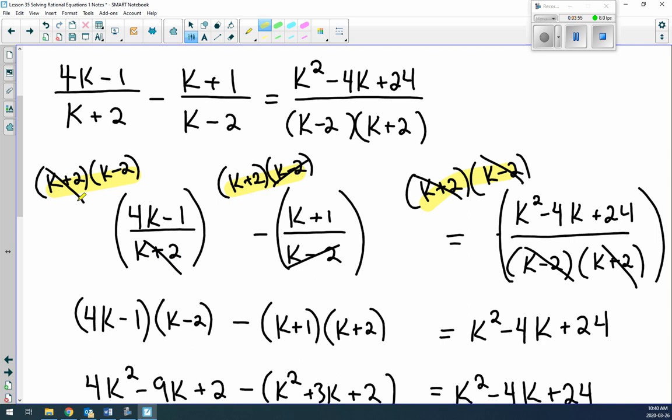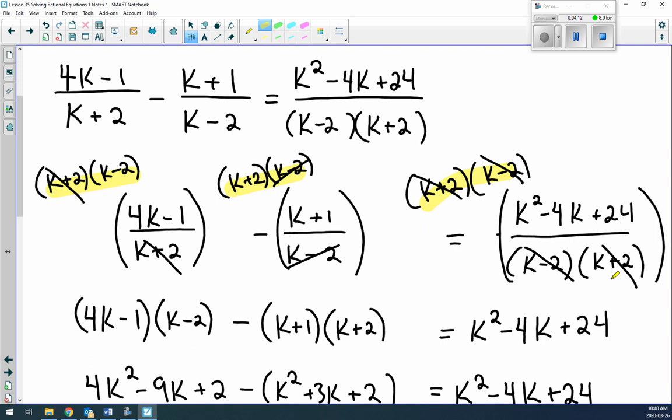So k plus 2, k plus 2 are gone. They reduce down to 1, so we're just left with 4k minus 1 times k minus 2. Yeah, we're going to have to FOIL that in a sec. Here, the k minus 2 and the k minus 2 disappear, but careful, there's a subtract there. So keep that out front. So it's going to be k plus 1 times k plus 2.